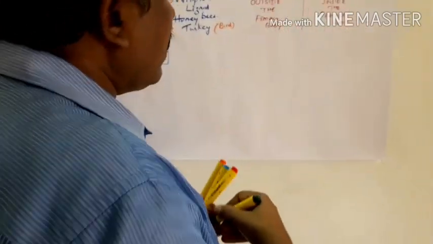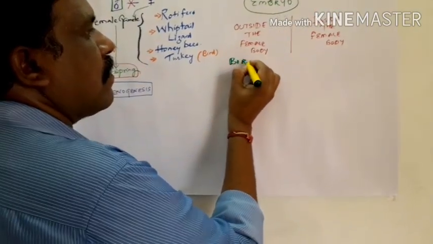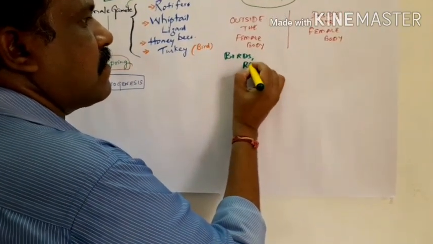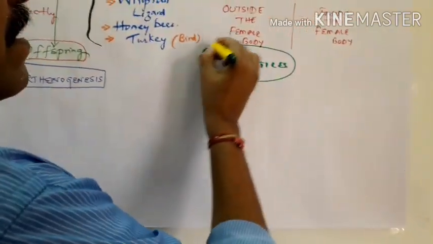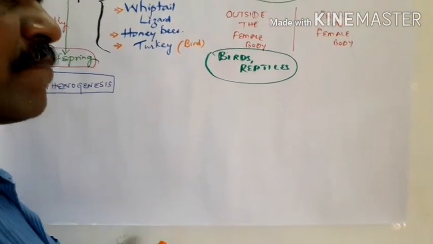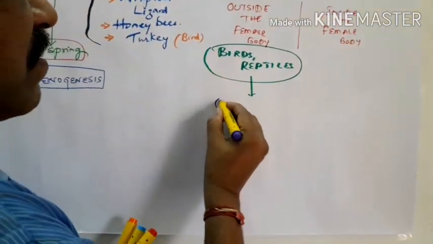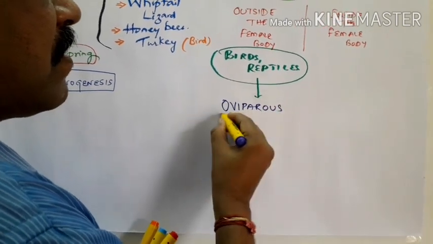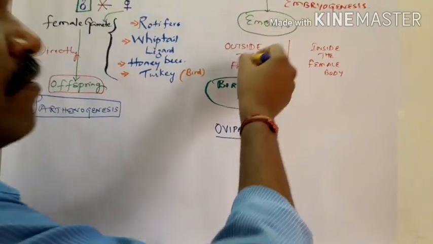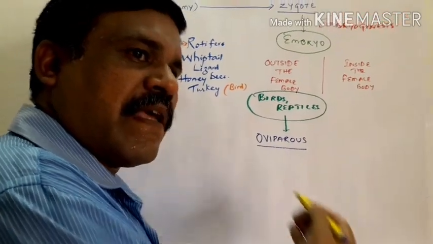Okay, so outside the female body, what are the examples? We can take the birds, we can take reptiles. In these cases, if you see, they occur outside the female body. So this kind of process is called, what is it, children? Oviparous. You have to understand. That means if the embryo develops outside the female body, for example in birds and reptiles, it's called oviparous. That's egg laying ones.